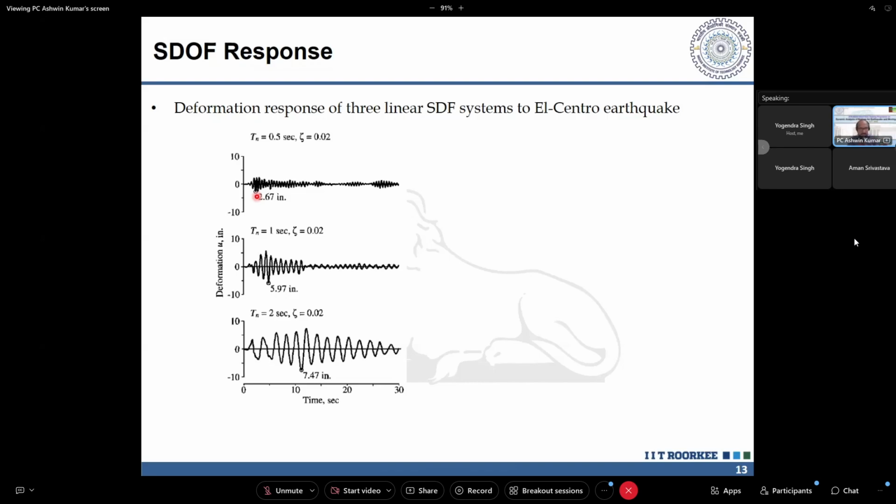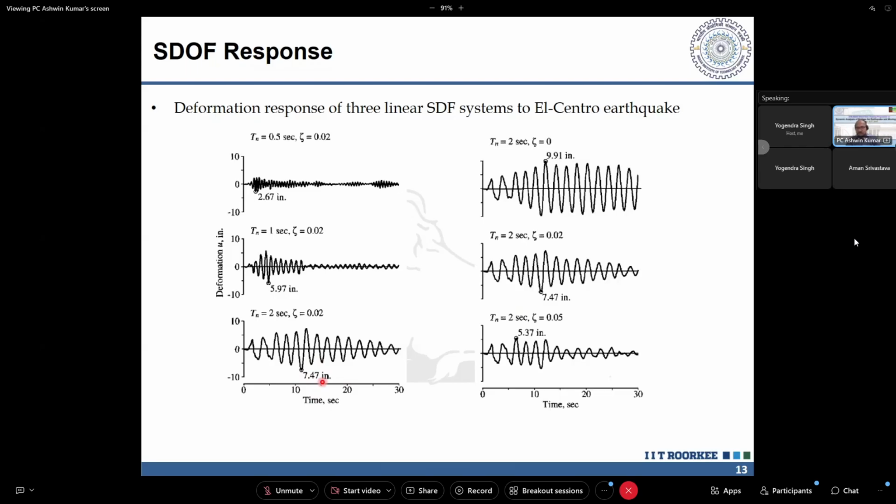So there are certain terms that are coming. We'll compile them a few slides later. So what you see here is, as the time period is increasing, which means you move from the left side of that table, which was a rigid structure, to a very flexible structure, obviously you tend to see a larger deformation in the system when it is subjected to that particular earthquake.